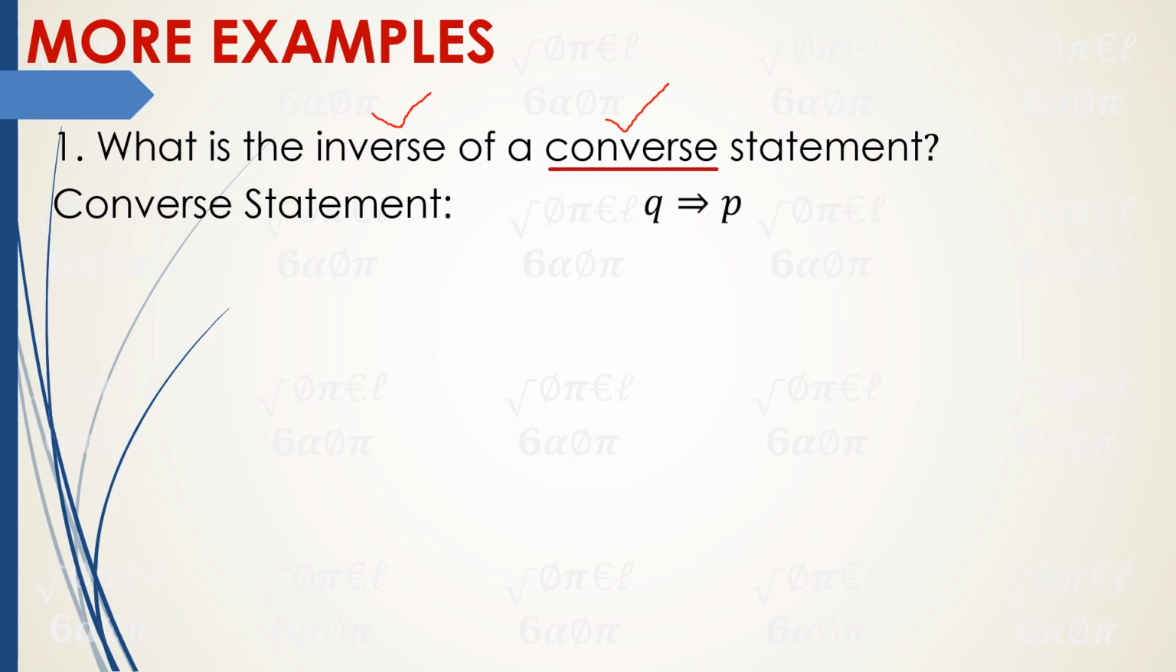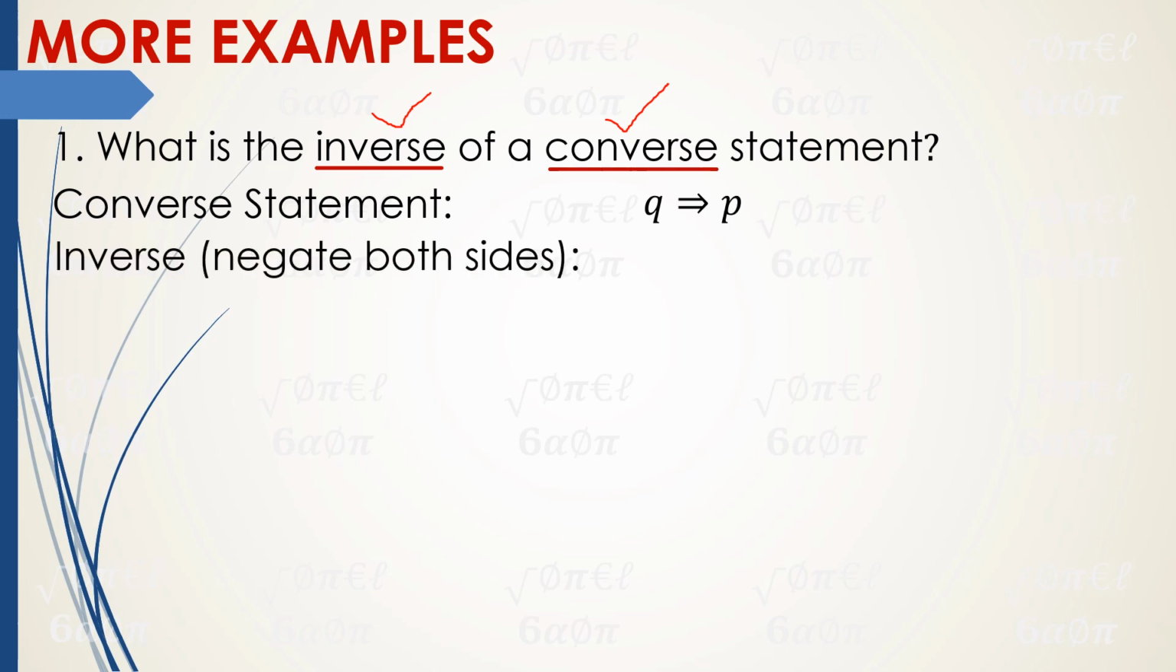From the conditional, so ang converse statement natin bali ay if Q then P. Tapos, ang kukuhanin natin ay ang kanyang inverse. So, pabalik lang kasi tayo. So, ano bang ginagawa ulit sa inverse? Yung inverse po ay nagne-negate tayo both sides. So, itong meron tayo na converse statement, ninenegate lang natin both sides. So, ano mangyayari kapag ninegate natin both sides? So, ganyan. So, nagkaroon ng negation both sides. If not Q, then not P.